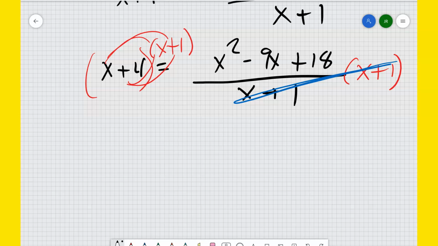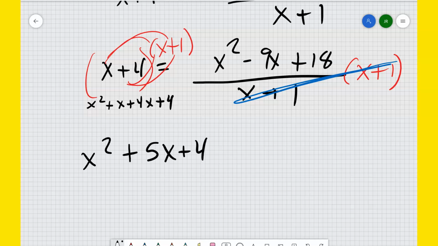So that gives me, on the left side, x squared. I'm going to write it real small. x squared plus x plus 4x plus 4. So that's going to be x squared plus 5x plus 4 equals x squared minus 9x plus 18.